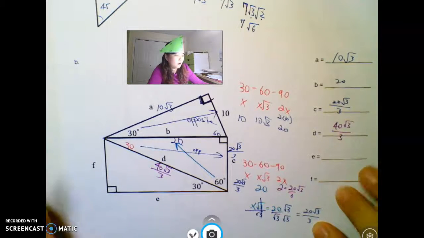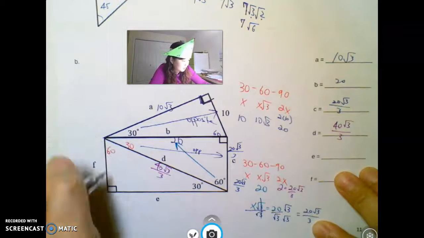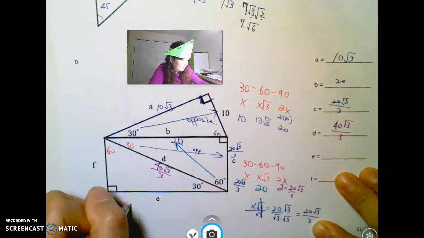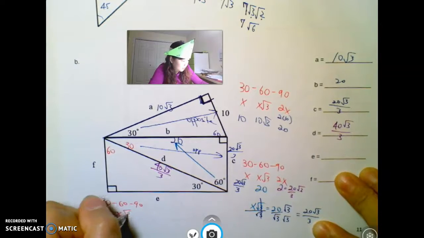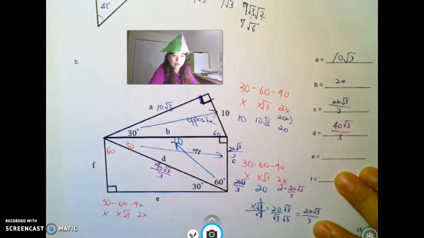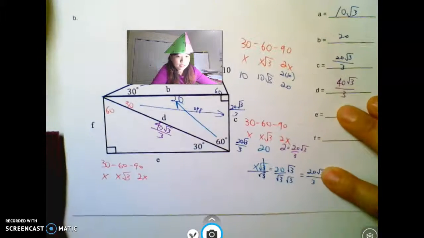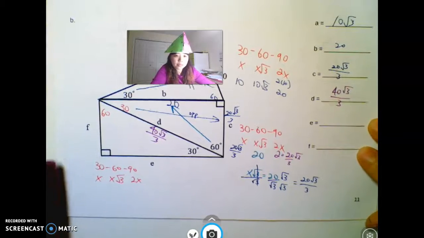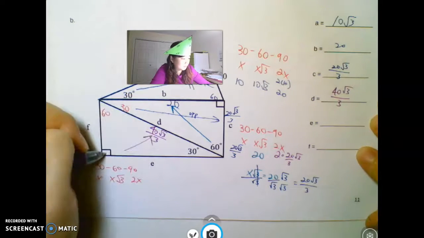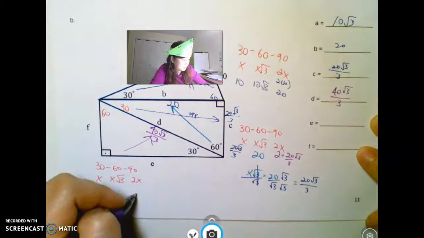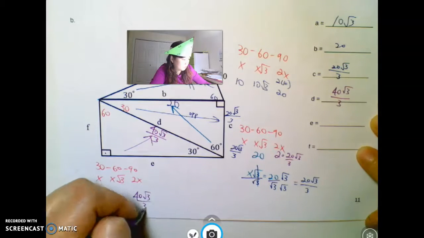What? Another 30, 60, 90 triangle? Oh my gosh. You would think we did enough practice, huh? So this time, what is this 40 root 3? That is opposite of 90. That's 40 root 3 over 3.